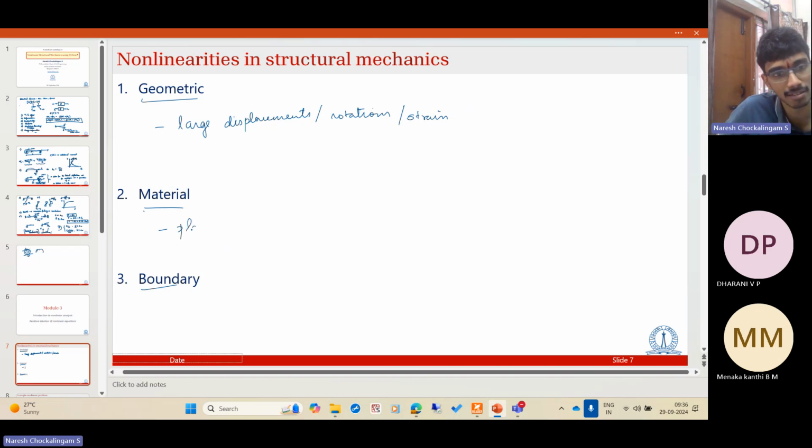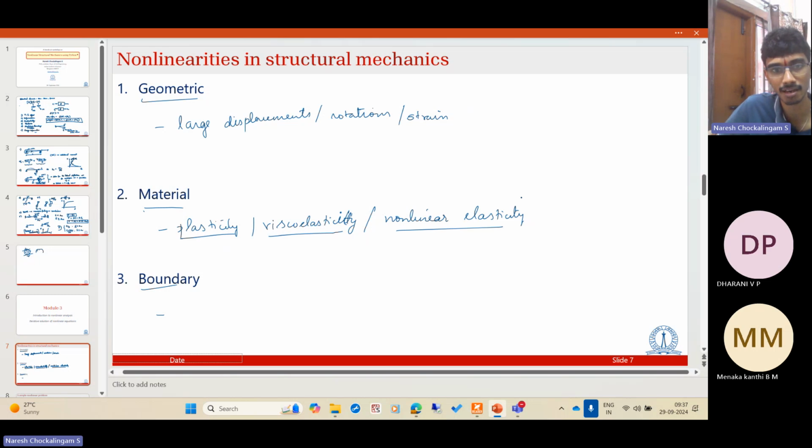So you can have plasticity, you can have viscoelasticity, or you can even have nonlinear elasticity. These have certain specific meanings, but I don't have the time to explain them. You can just look them up; this is all easily available. Plasticity is permanent deformation. Viscoelasticity is time-dependent recovery. And nonlinear elasticity is where you can have completely recoverable strains, but the relationship between stress and strain is not a straight line. And for boundaries, as I said, you can have some kind of contact nonlinearity.